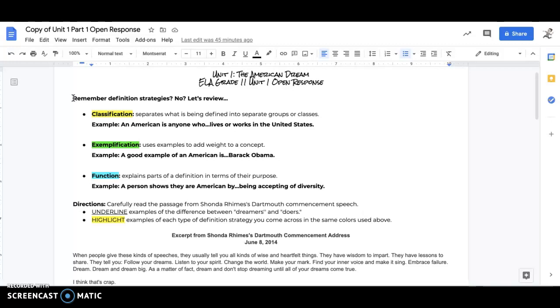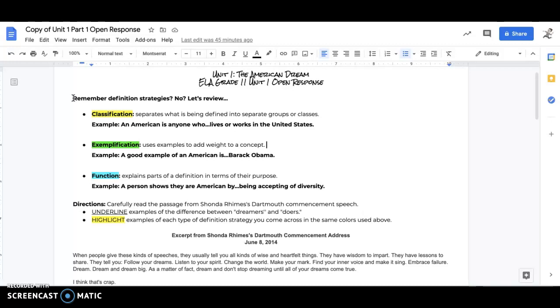This one we did not deal with much in the fall because it was not present in the articles we were reading at that time. But what function does is explains a definition in terms of the purpose of its parts. So a person shows they are American by being accepting of diversity. So that action of accepting diversity has the purpose of showing that somebody's an American.